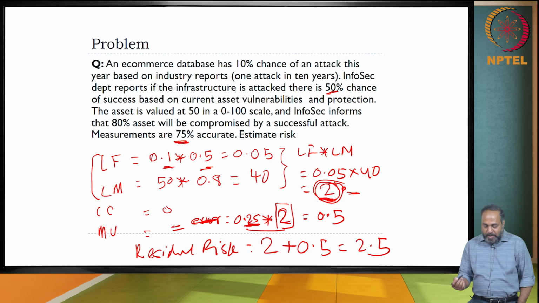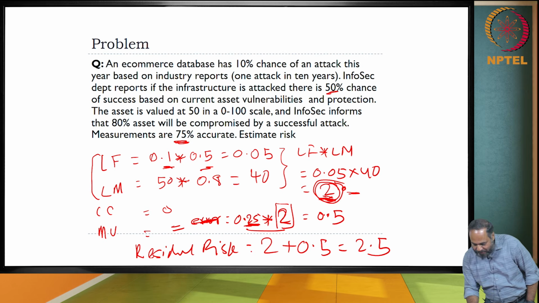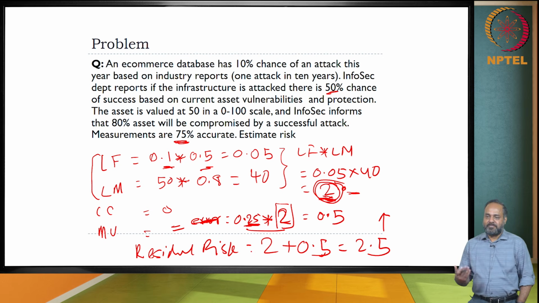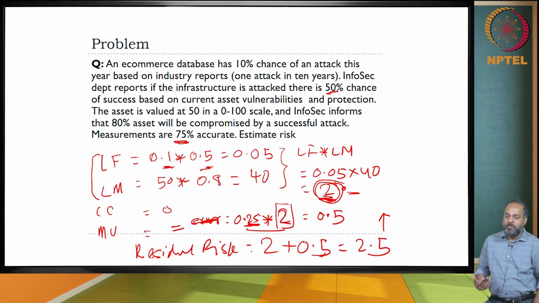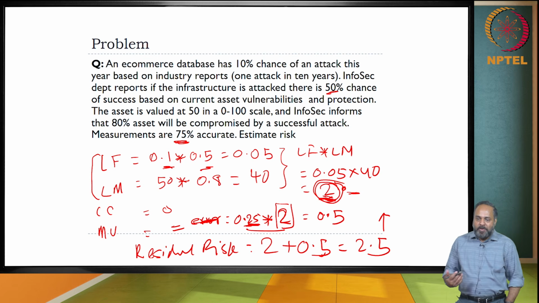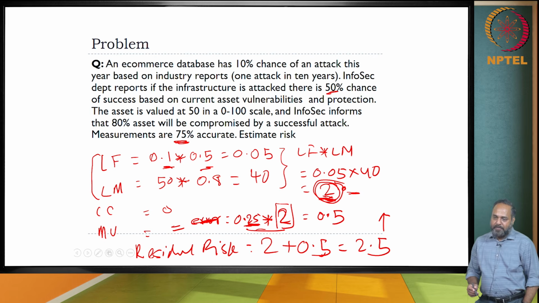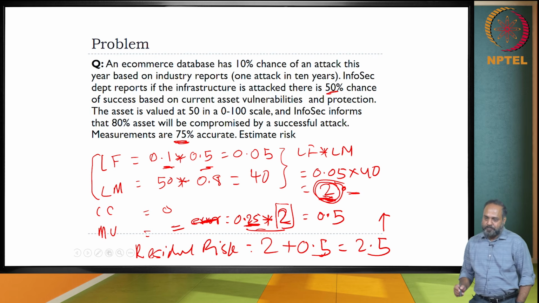So, I am calculating measurement uncertainty as a worst case. Because of this inaccurate assessment of LF and LM, my value of 2 may be underrepresented. So, I want to add that 0.5 as measurement uncertainty to increase the value of risk. Essentially saying it is not just 2, I am a bit uncertain about this 2. Okay. So, 0.5 is added by calculating error into that value 2.